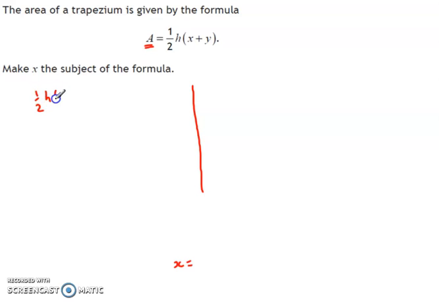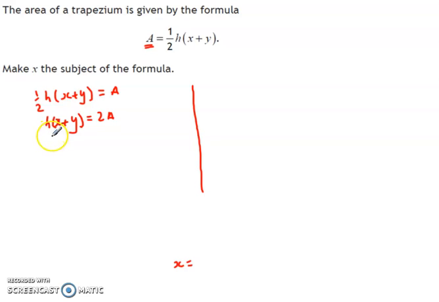In this case, I'd write it as a half h bracket x plus y equals a. The first thing I can do is get rid of the half. If I multiply both sides by 2, I get h bracket x plus y equals 2a. We want to get rid of fractions because we really don't like them when we're working with things like this.